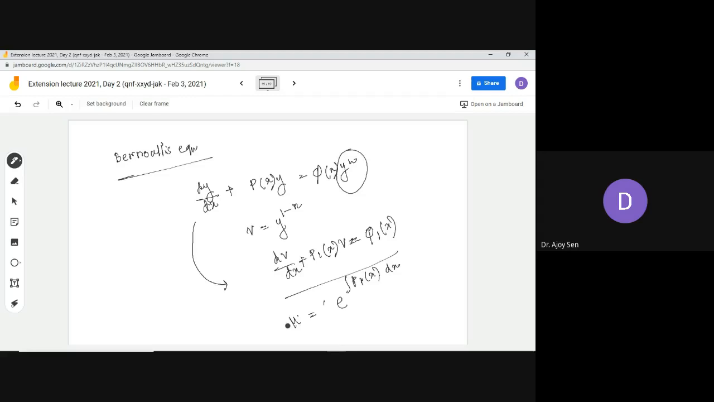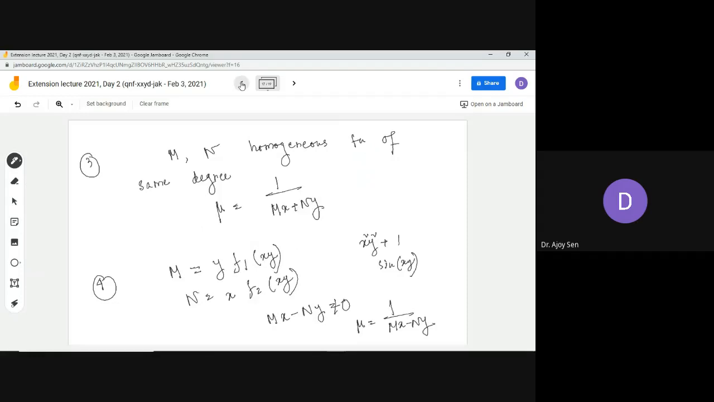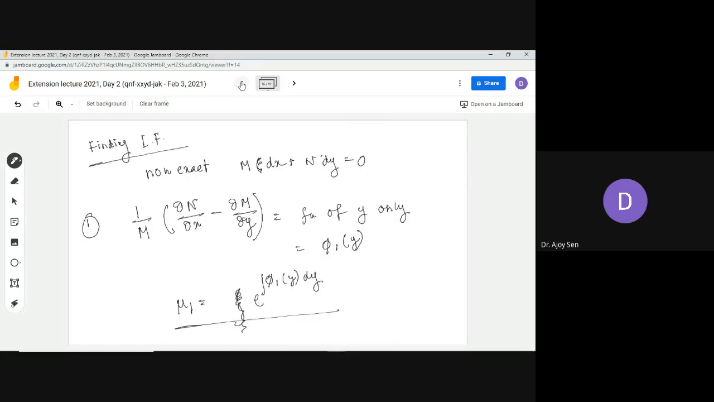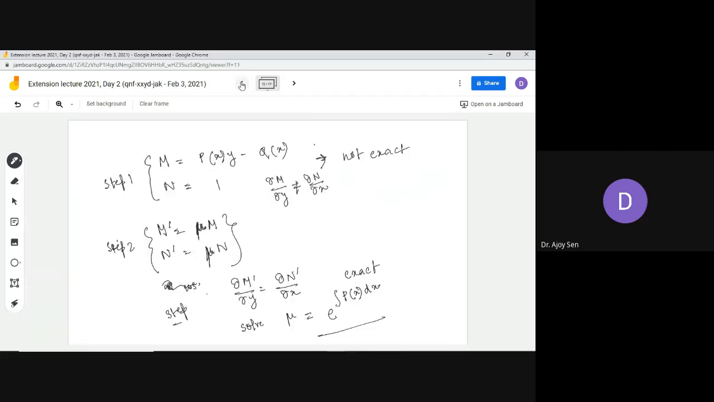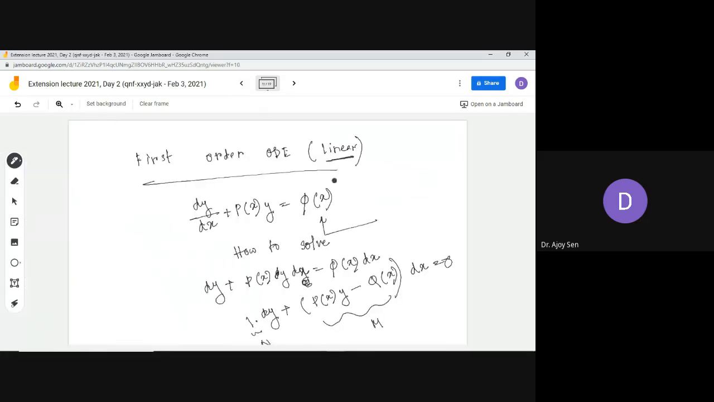So this type of Bernoulli's equation is nothing but a special part of the first order ordinary differential equation. It's a special part because they're actually non-linear, but they can be reduced to a linear equation, and thus can be solved. It's a very interesting thing. So Bernoulli's equation, I think you will encounter this type of equation.